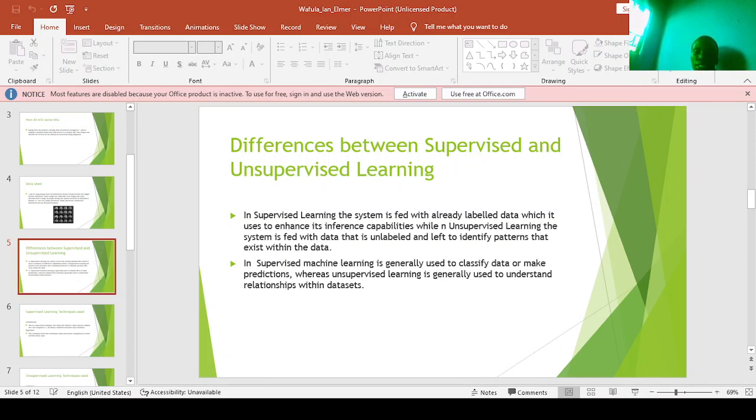Whereas in unsupervised learning, the system is trained on unlabeled data. It's given unlabeled data, and on its own the system identifies patterns existing within the data. And another difference is that in supervised learning, the main purpose is to classify data and make predictions, whereas in unsupervised learning we have to understand the relationships within the data sets.